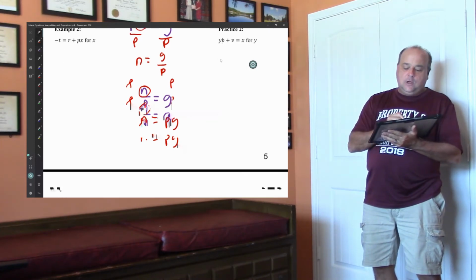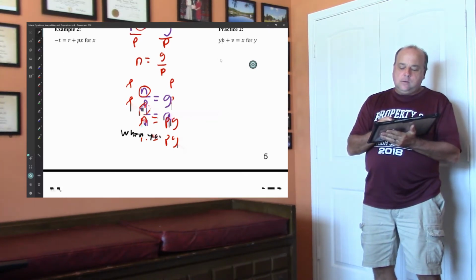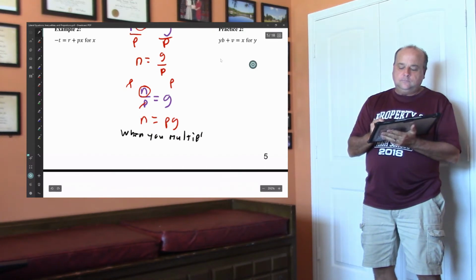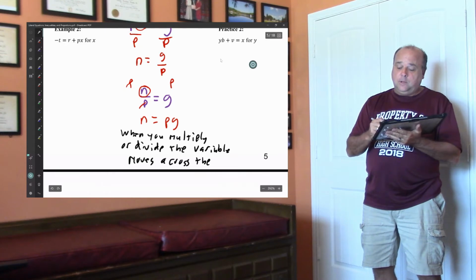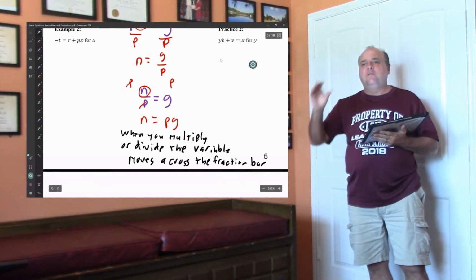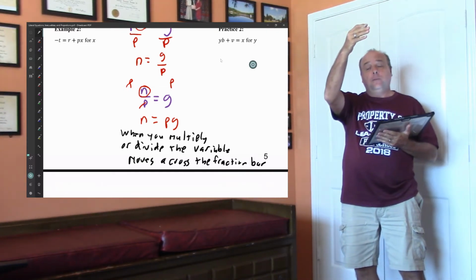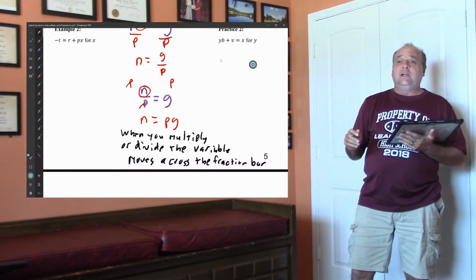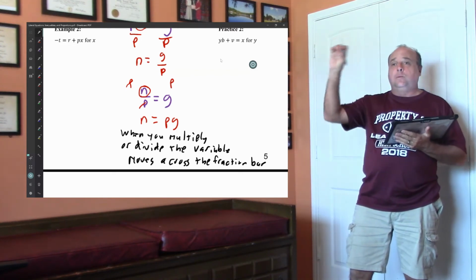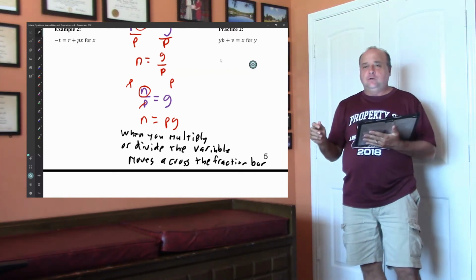So the rule on that is, when you multiply or divide, the variable moves across the fraction bar. If there's no fraction there, it's going to go to the bottom. So when you multiply or divide terms across an equal sign, it'll go from the numerator to the denominator, or from the denominator to the numerator. That's basically all you're doing in this. So you're adding or subtracting terms across the equal sign, and then you're multiplying or dividing those terms.